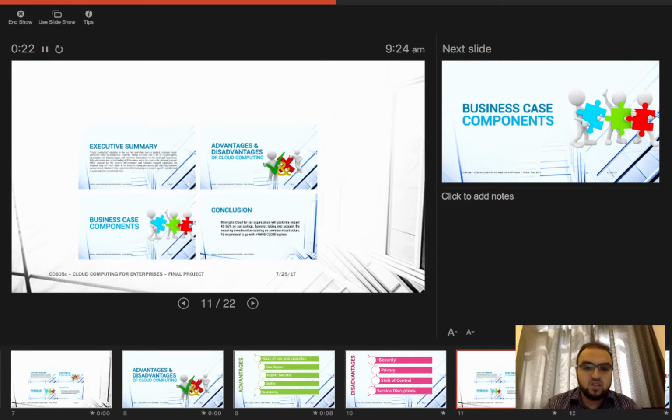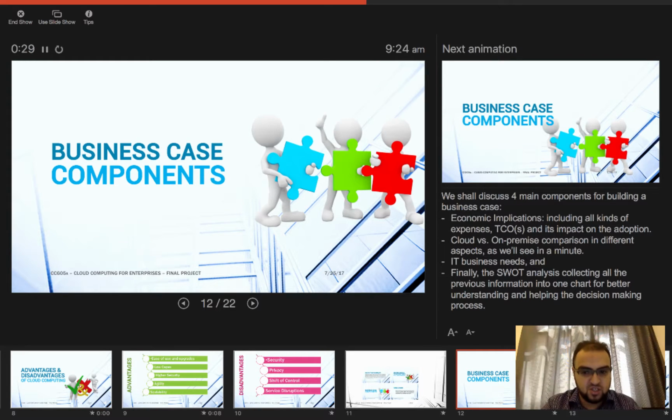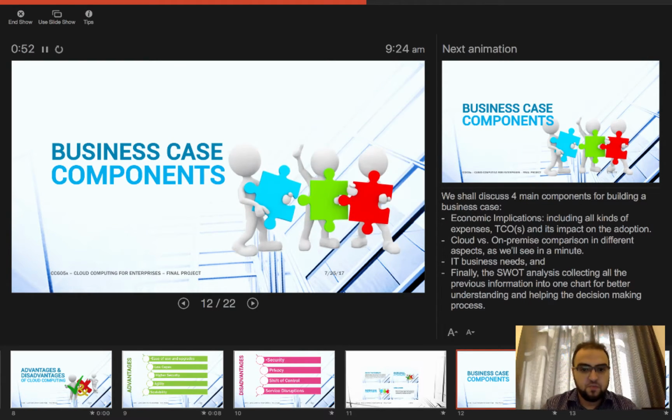So now we're going to discuss the business case components. We shall discuss four main components for building a business case: the economic implications, including all kinds of expenses and their impact on adoption; cloud versus on-premise comparison in different aspects; IT business needs and TCO, ROI, and all that; and finally the SWOT analysis, collecting all the previous information into one chart for better understanding and helping the decision making.